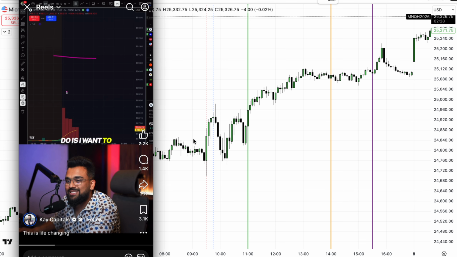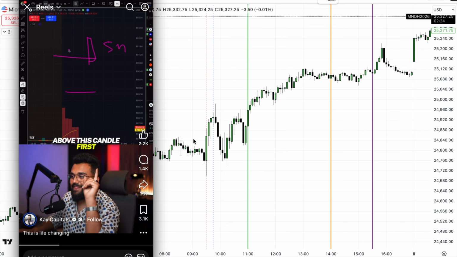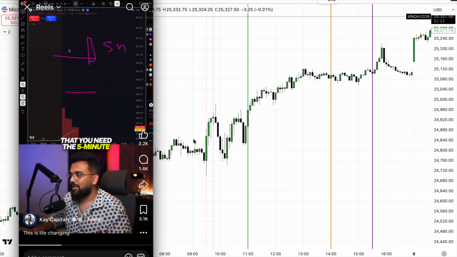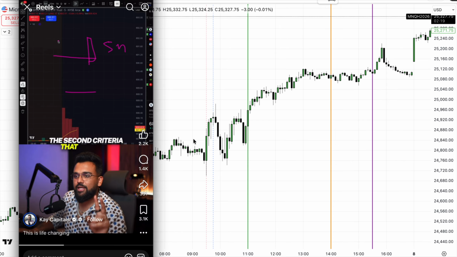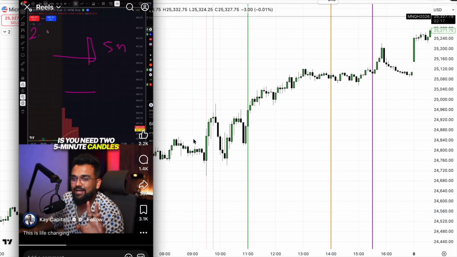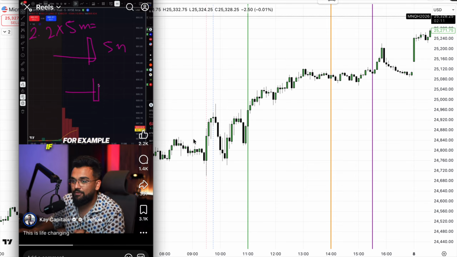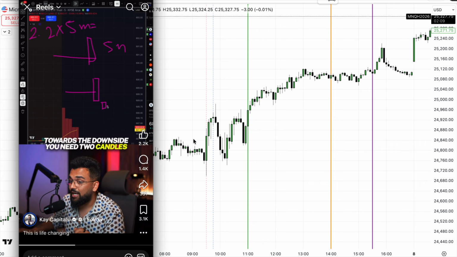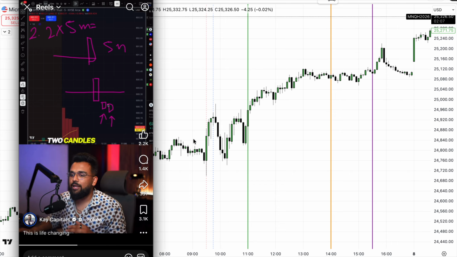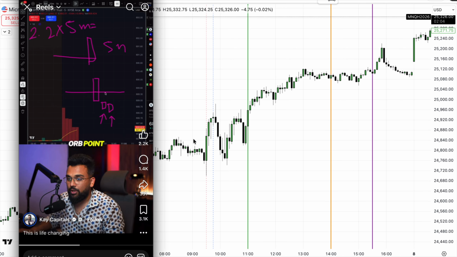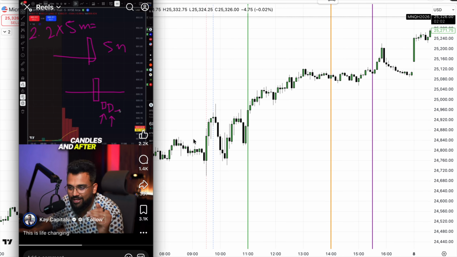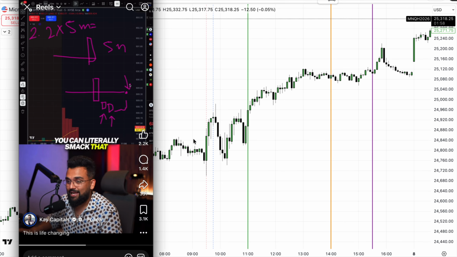So I have this 15-minute mark on SPY towards the upside and towards the downside. Now, what I want to see is the price action, a 5-minute candle, close above this level first. That's the first criterion: the 5-minute candle close. The second criterion is you need 2 individual 5-minute candles independent of the ORB levels. For example, if a move is happening towards the downside, you need 2 independent candles. That means no part of these 2 candles can touch the ORB point. If you get 2 independent candles, whenever it retests this line, man, you can literally smack that.